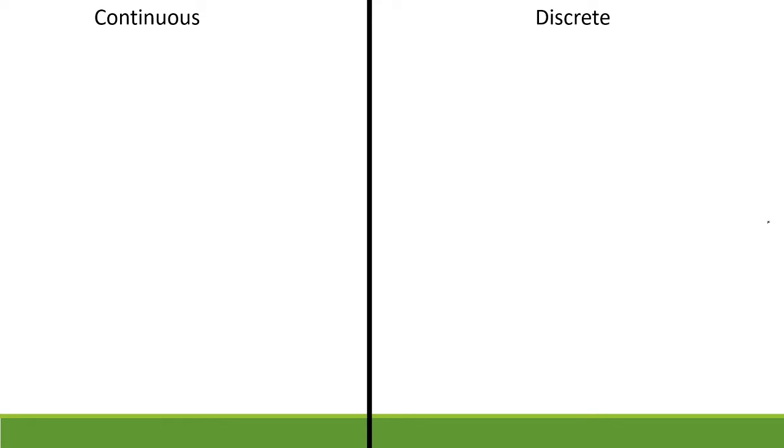So first thing we have to know about is continuous versus discrete. As you all should remember by now because we've been doing it a lot, continuous is data that you measure. This is measured, and then discrete is data that you count. So measured data is continuous, counted data is discrete.